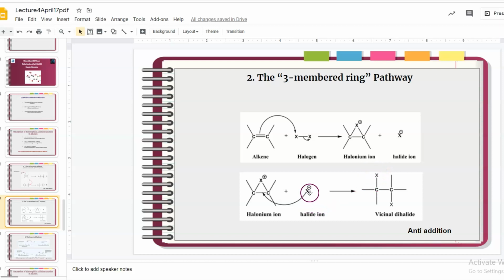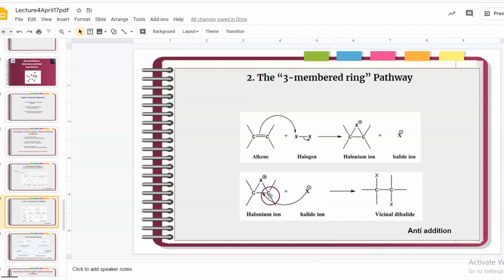Well, I guess if you attack this carbon, then this X would be bonded to this carbon, but if you attack the carbon on the left, then X would be bonded to this carbon. As a result, you get this vicinal dihalide. Vicinal meaning the two X's would be attached to the adjacent carbon, not on the same carbon, okay? That's what I was saying earlier.